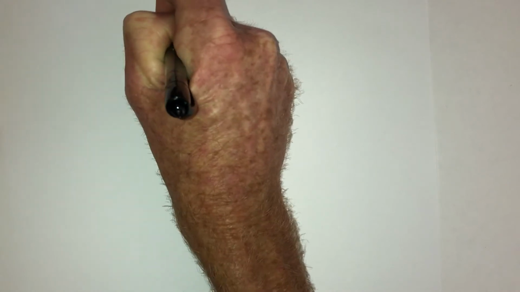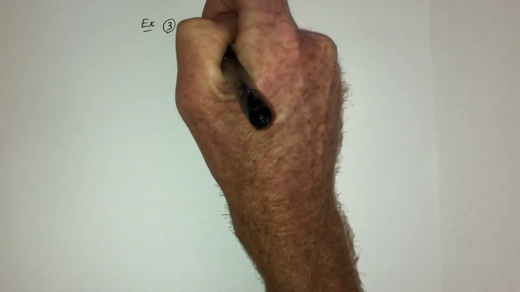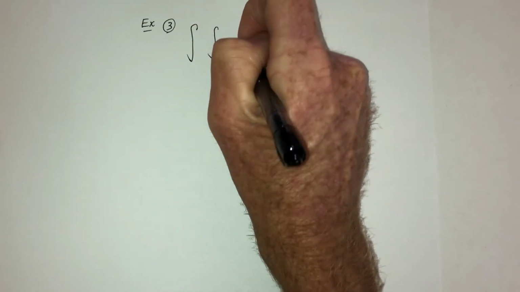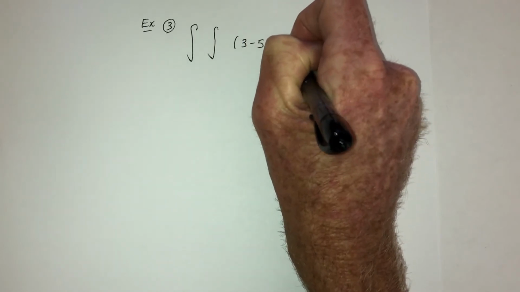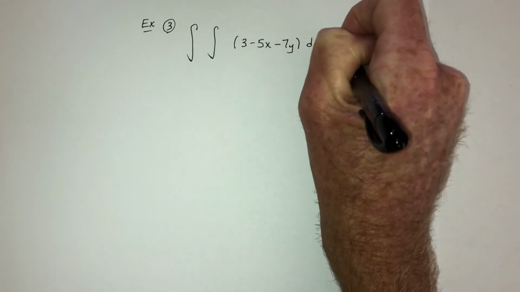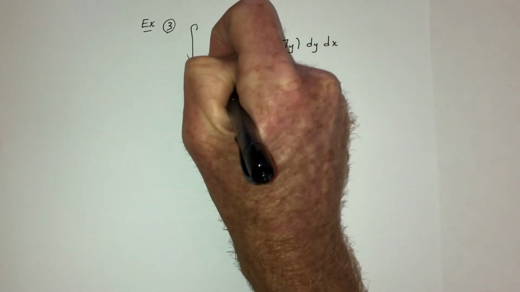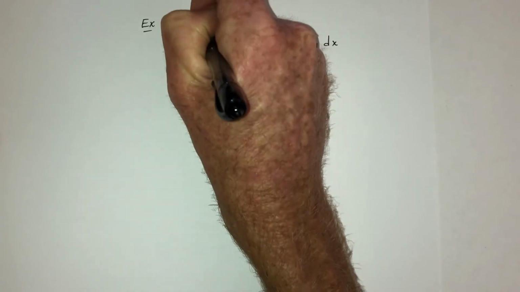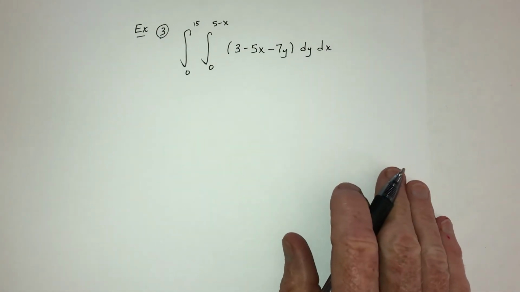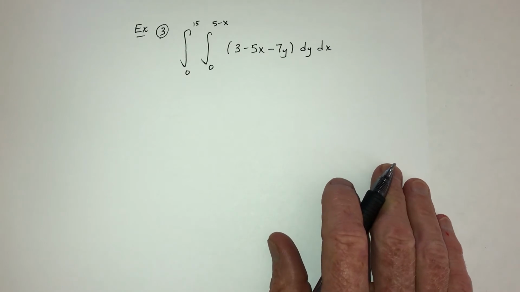Next. So those were finding area because it just said double integral and then it didn't have a function. For example, number 3, this would be finding volume. Do a double integral. And then the function is going to be a plane. 3 minus 5x minus 7y. And then dy dx. So this limit is going to go from 0 to 5 minus x. And this one from 0 to 15. So the directions are sketch the area that we're integrating over and then actually calculate the answer.